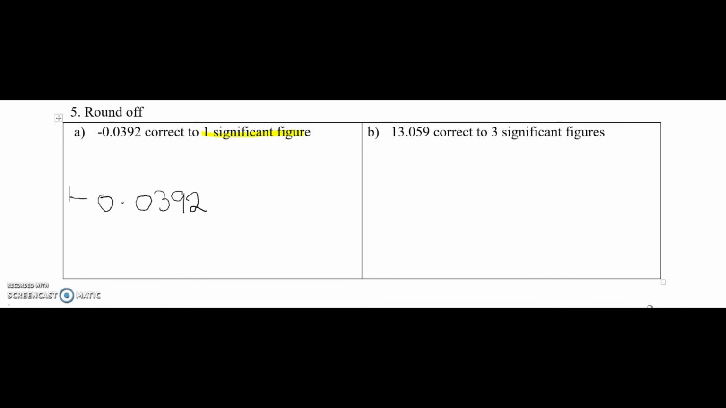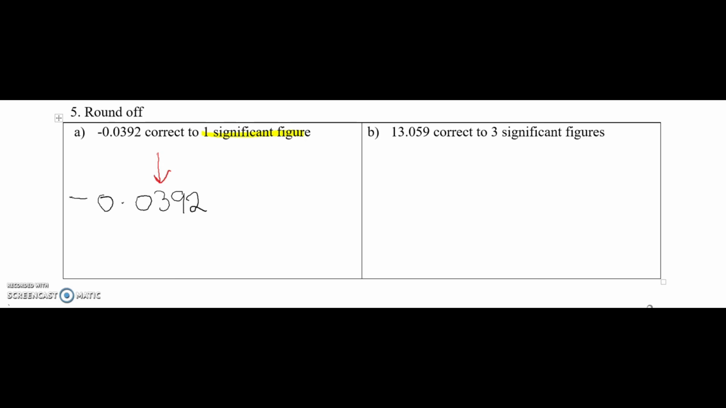Looking at this number, it is actually a decimal number. As such, the zeros in front are all not significant figures. So we start counting the significant figures from the first non-zero digit. So therefore, the first significant figure is at number 3.